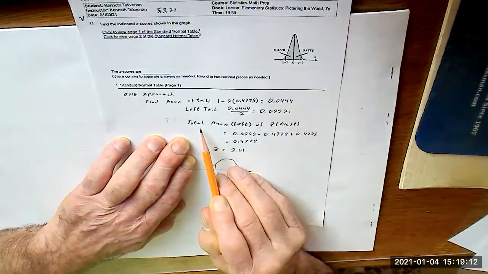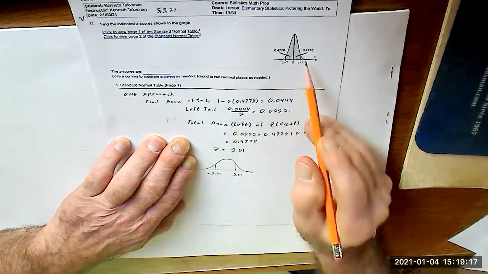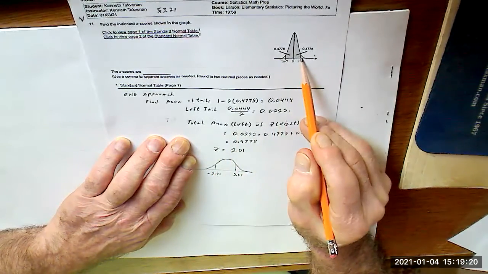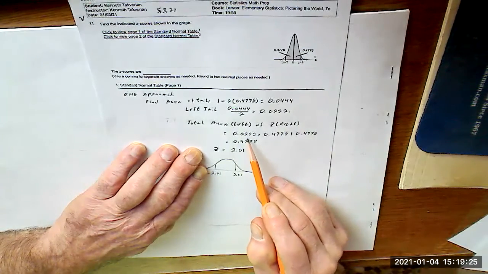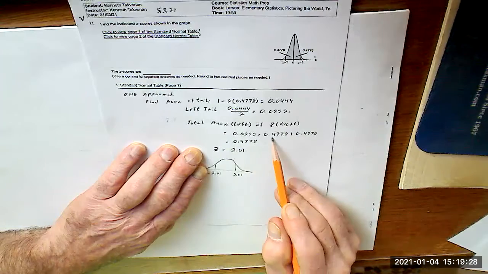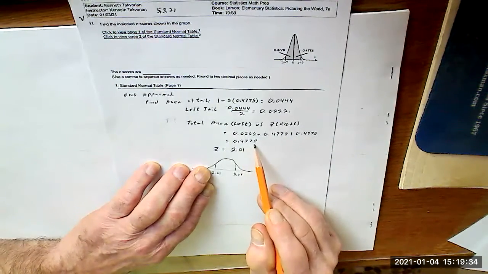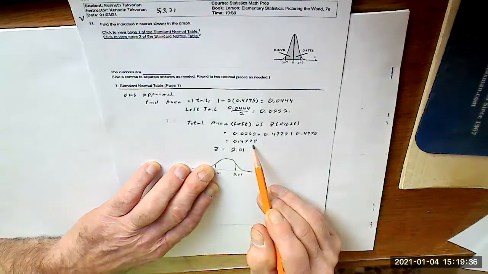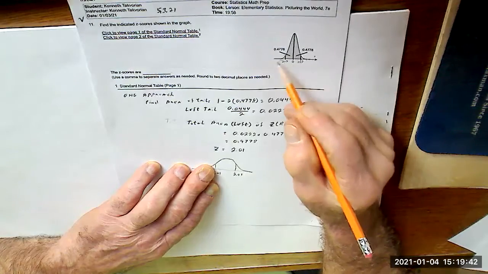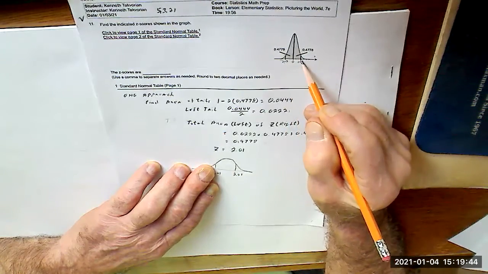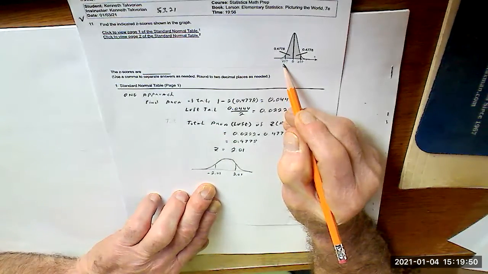Now, if I want the total area from the left, all the way up to the z on the right, far left, all the way up to here, I'm going to add up those three areas: 0.0222, 0.4778, 0.4778. That gives me 0.9778. The z-score corresponding to that is 2.01. That's this z-score. Because I know this bell-shaped normal curve is symmetrical, the other z-score is going to be the same, but negative 2.01.